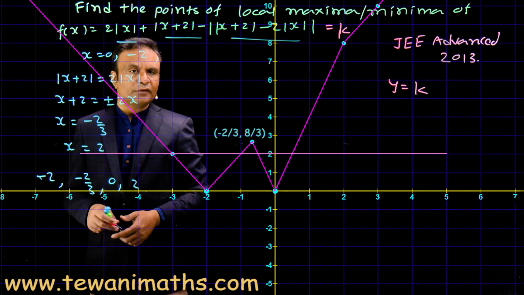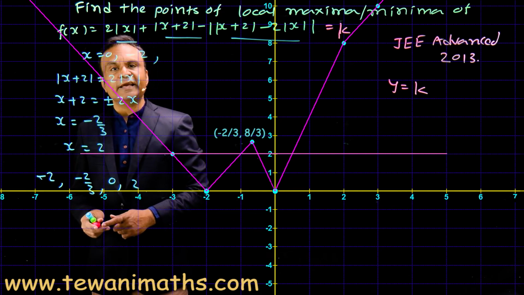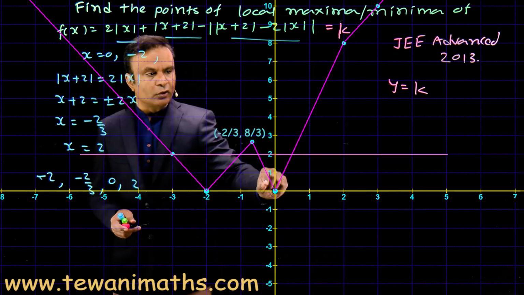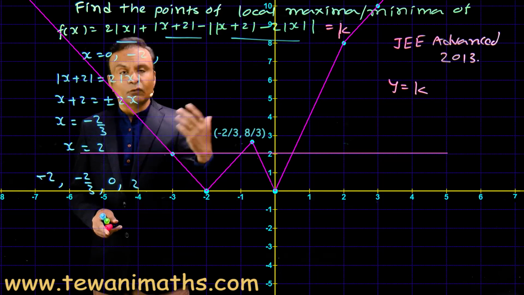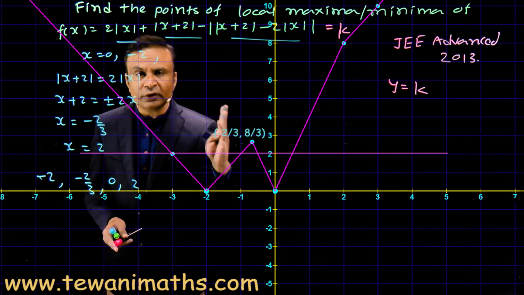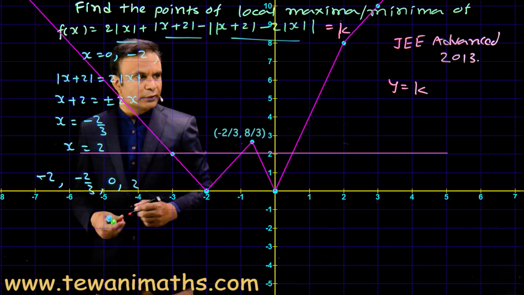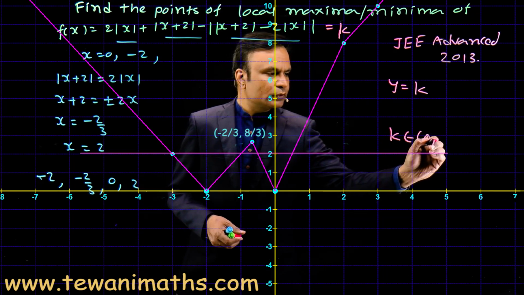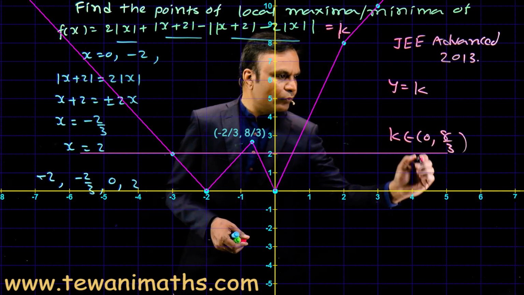Clearly, the value of k is between 0 and 8 upon 3. If you slide this line between 0 and 8 upon 3, it always intersects the graph of y is equal to f(x) at 4 distinct points. So for 4 distinct real roots, we have k belongs to 0 to 8 upon 3.